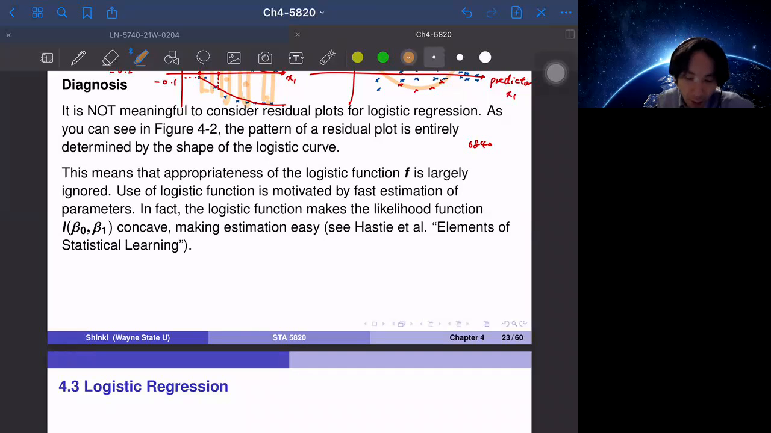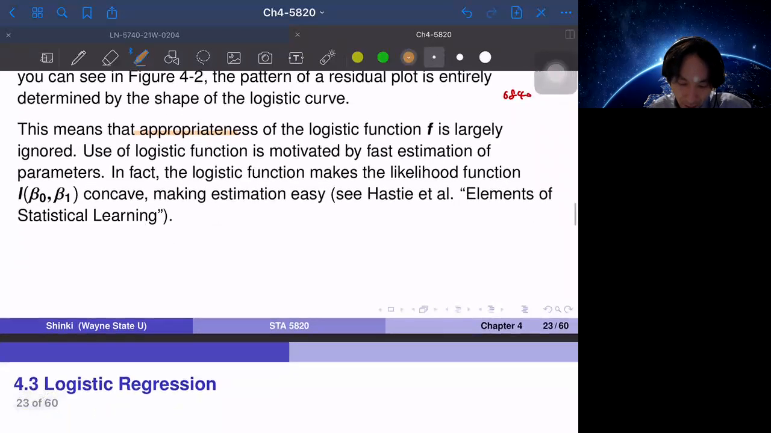So this means that the appropriateness of logistic regression is largely ignored in most analyses. The use of logistic regression is motivated by fast estimation of parameters. I mentioned that the likelihood function is concave, which is a good property. If we modify the logistic curve, then the likelihood function is no longer concave, which is not good for numerical optimization. That's why we just stick with that function.